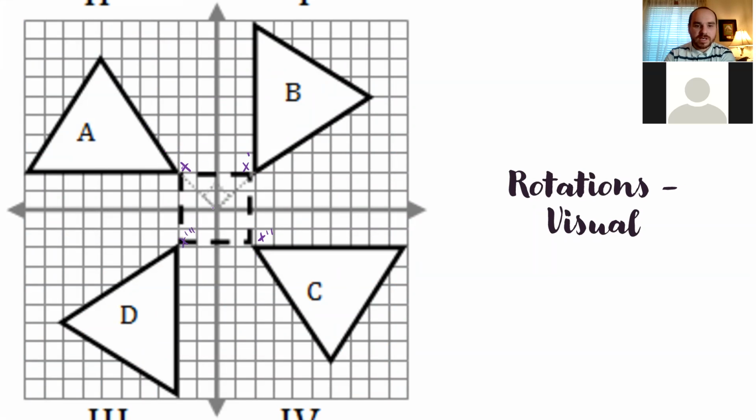So in general, rotations occur around a point. So in this case, it's around the center, the origin. So basically, if you draw a circle with that as the center, it should hit all of these different points.